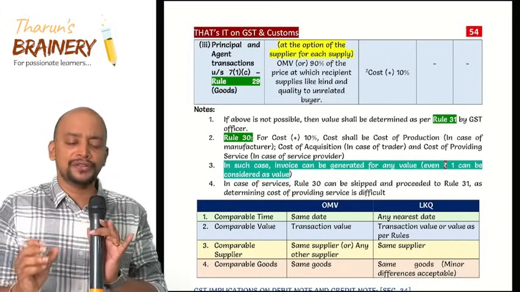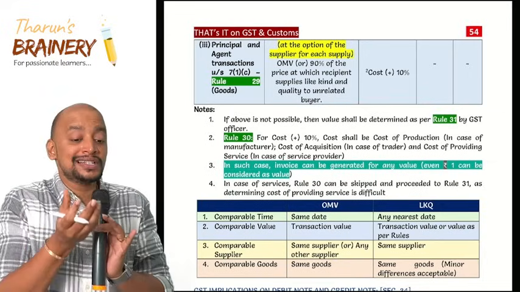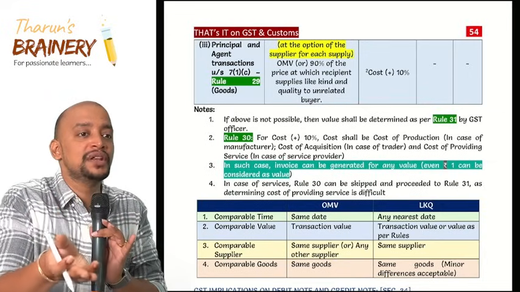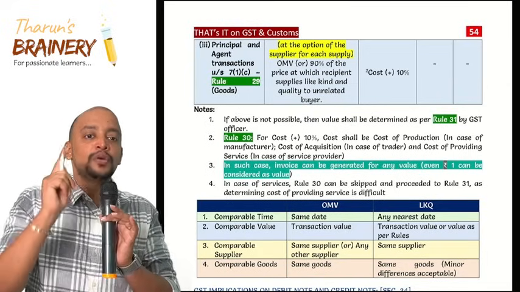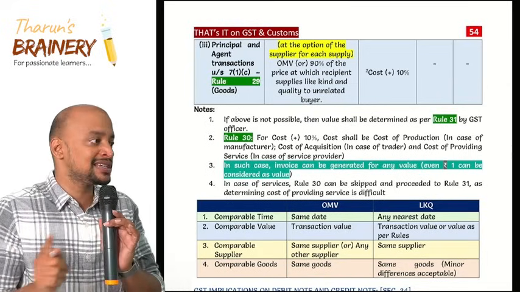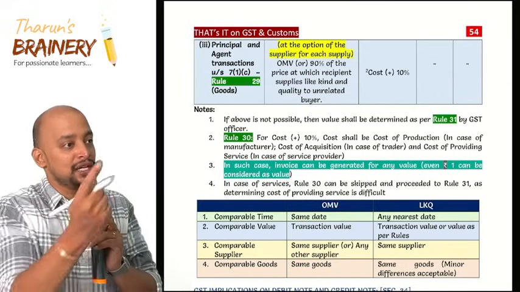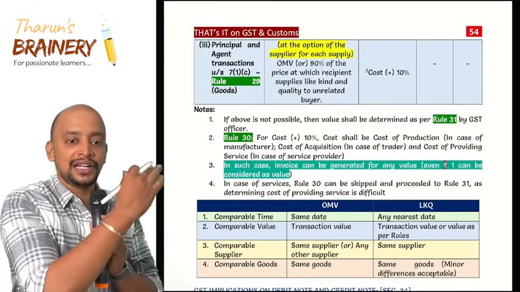Okay. In exam, they will give all the information in such a way that the transaction value will be required to apply. But actually, the moment you see distinct person, the moment you see principal agent transaction, don't go for transaction value, come to rule 28 and rule 29 only.